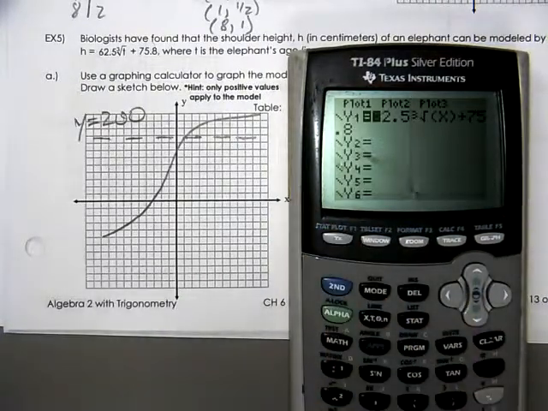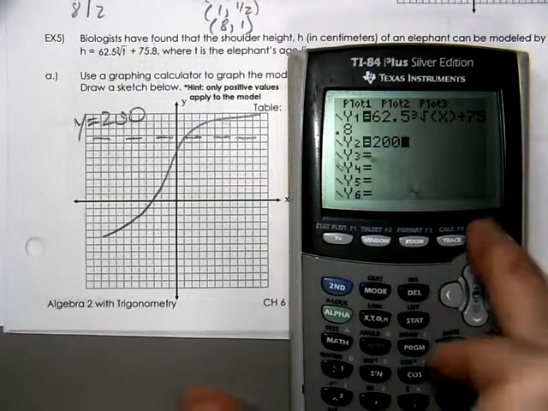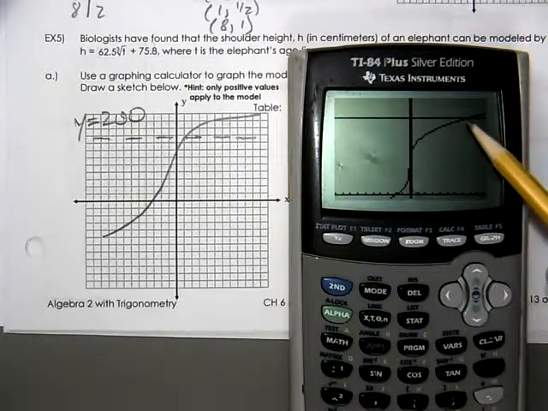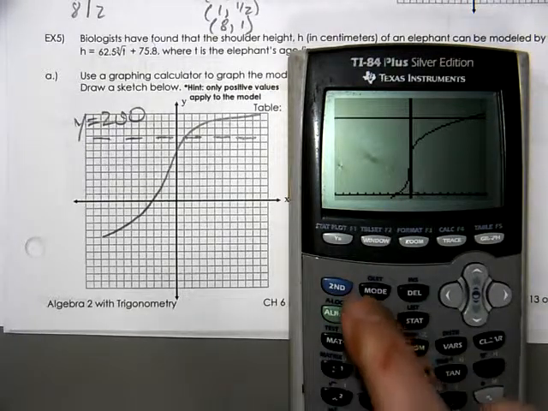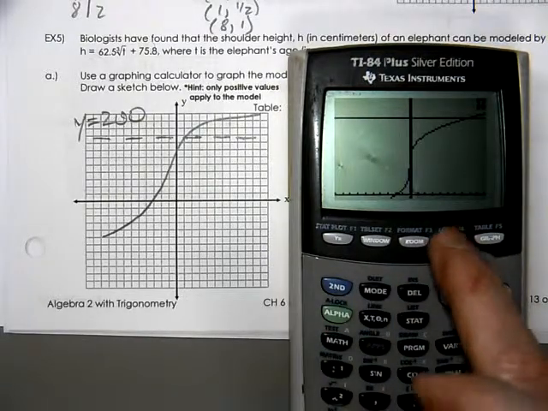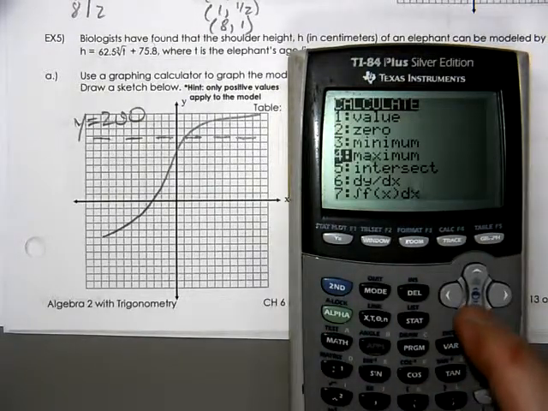So we're going to go to y equals. Down in y2, type in 200 because we want to know where the 200 intersects this graph. So right over here. To find that exact location, we can hit second trace, which is the calc, down to intersection.